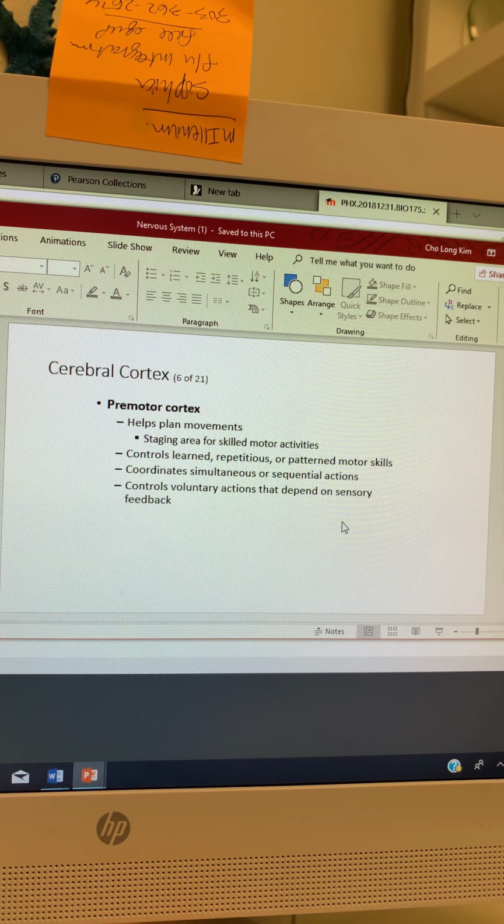Looking at the premotor cortex, it helps plan the movements. It's like the staging area for skilled motor activities. It controls learned, repetitious, or pattern motor skills. It coordinates simultaneous or sequential actions. It controls voluntary actions that depend on sensory feedback.